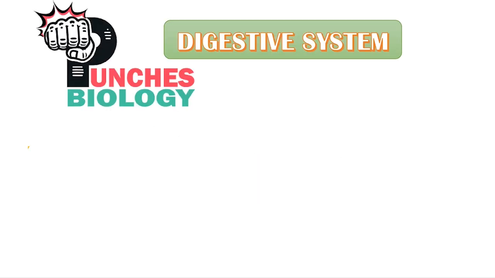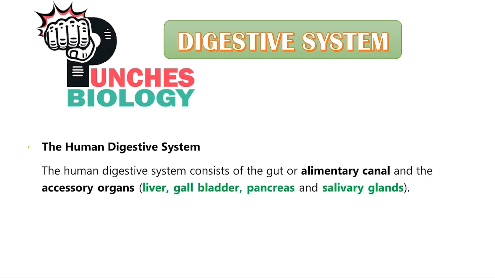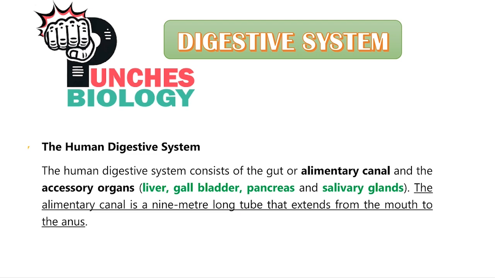Today, we'll look at the human digestive system. The human digestive system consists of the alimentary canal and the accessory organs. Accessory organs include the liver, the gallbladder, pancreas, and salivary glands. The alimentary canal is a 9-meter long tube that extends from the mouth to the anus.